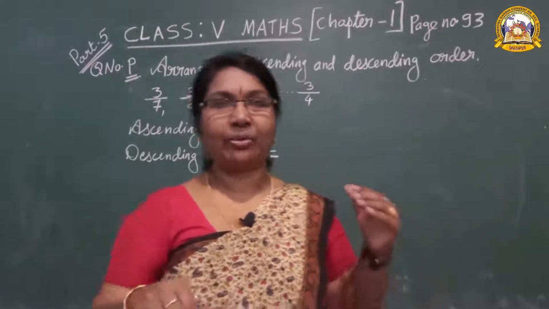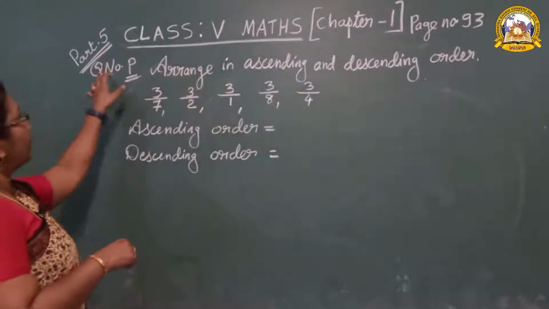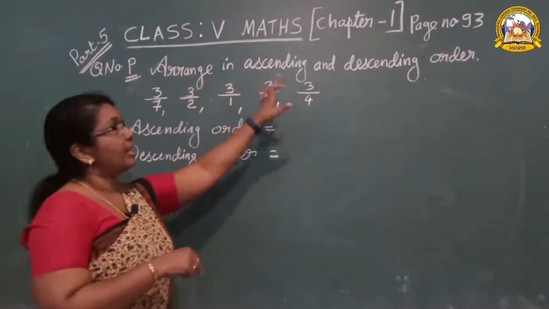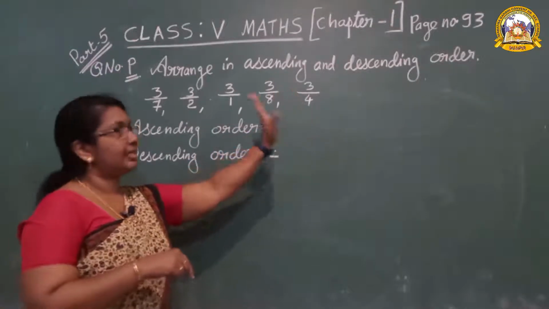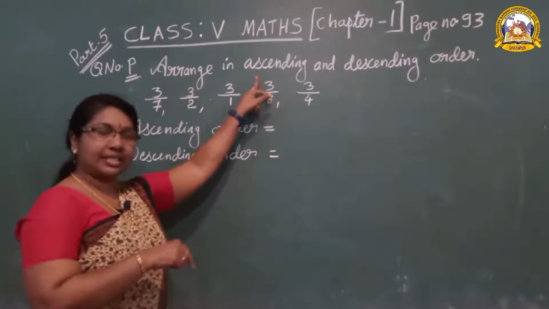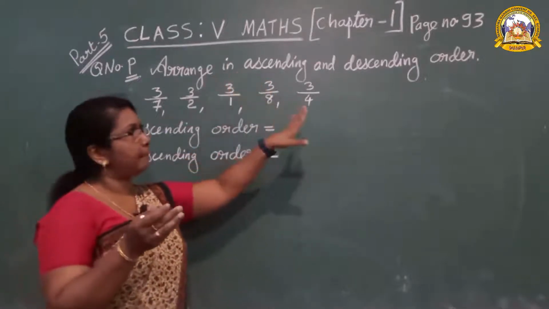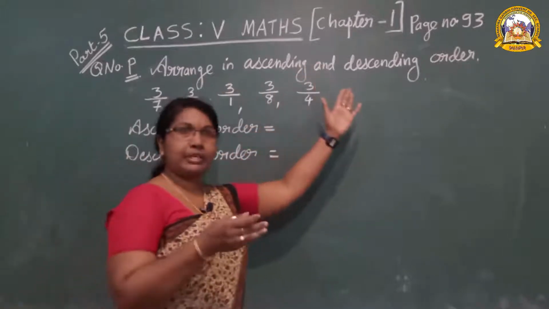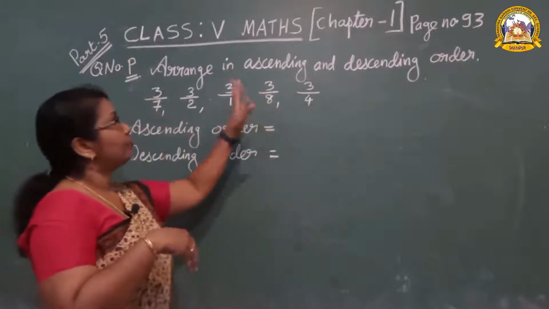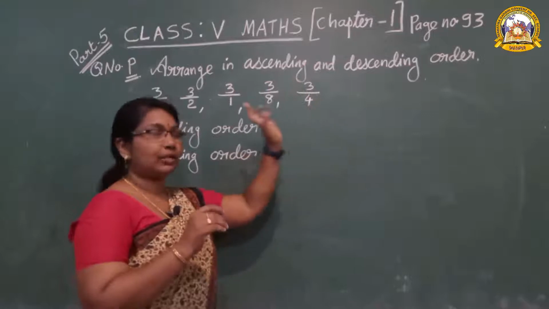Yes, we are going to start the next chapter 1 part 5, question number P. Arrange in ascending and descending order. Already you know what you mean by ascending. Ascending means small to big, and descending means just opposite, big to small. In this question, we have to write in both orders, ascending and descending.